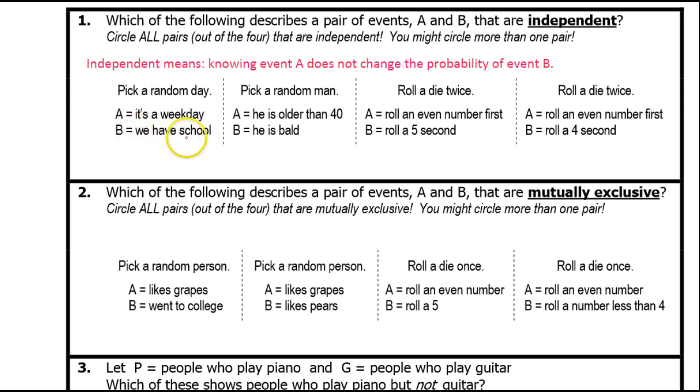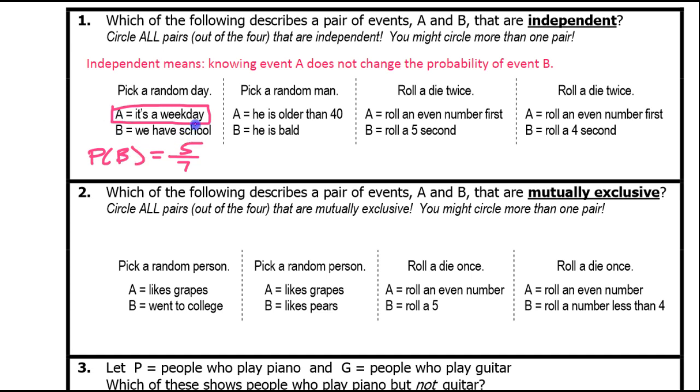Now, we have school 5 days a week. So if I just asked you what's the probability that we have school, so if I just said what is the probability of event B, you would say that is 5 out of 7, right? 5 school days out of a total of 7. But if I told you, hey, we already know that event A is true. We know that it's a weekday. Now what's the probability that we have school?